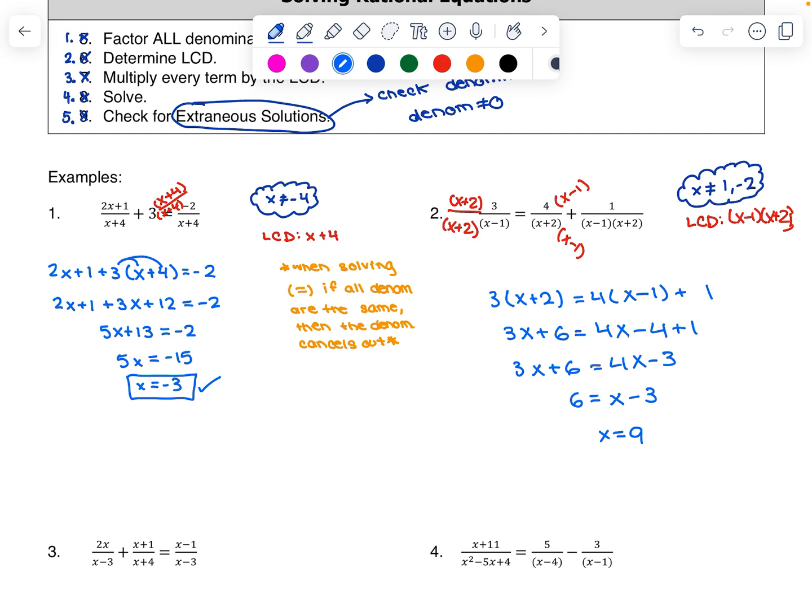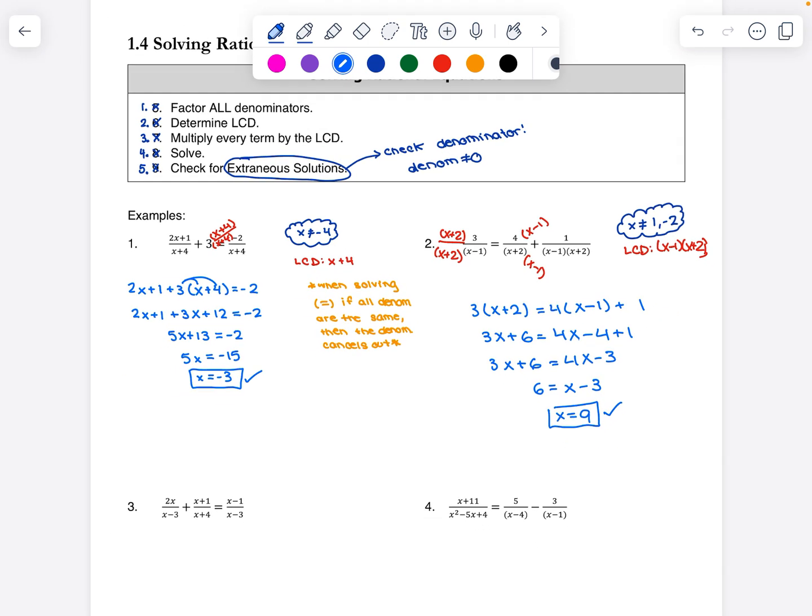Wonderful. Again, I'm checking with my 1 and negative 2 at the top. It is not one of those values, so it does work. I will show you what happens when it doesn't. We will get to that.